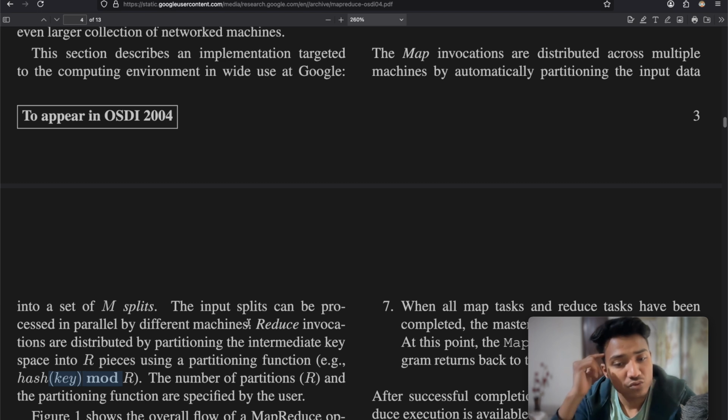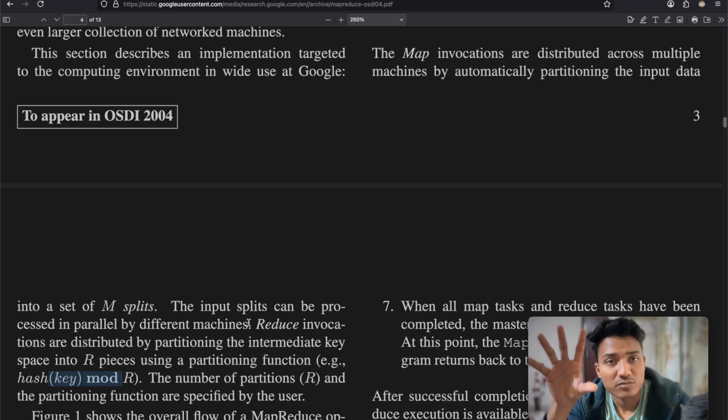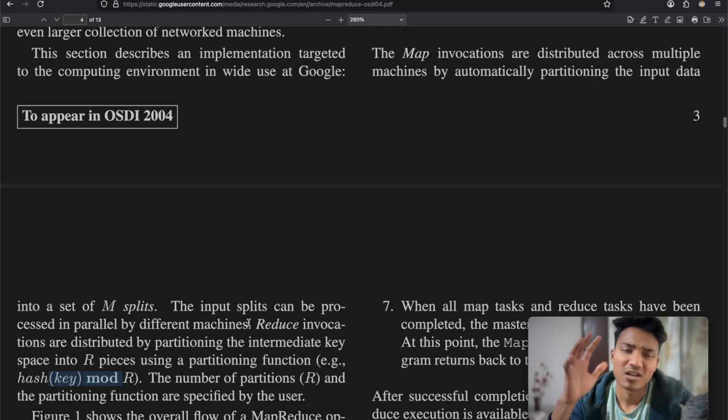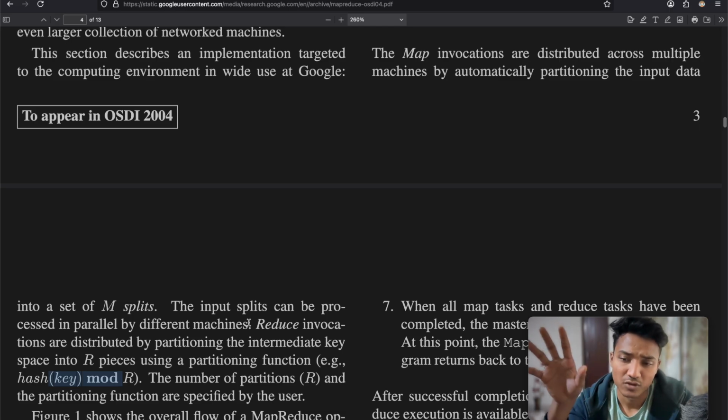Now the story for the reduce function is completely different, right? Because now, let's just say, we have intermediate keys. What the reduce function generally does is take the similar intermediate keys and collectively do something on them, right?